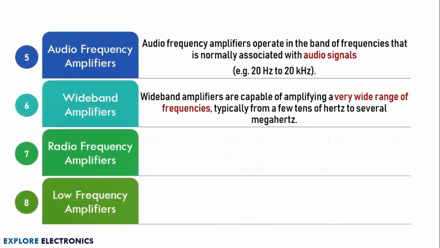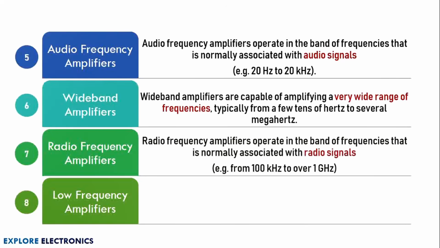And then radio frequency amplifiers. You might know the radio frequency range is from 100 kHz to over 1 gigahertz. This range of signals is called radio signals. So the radio frequency amplifier is going to amplify that range of signals.